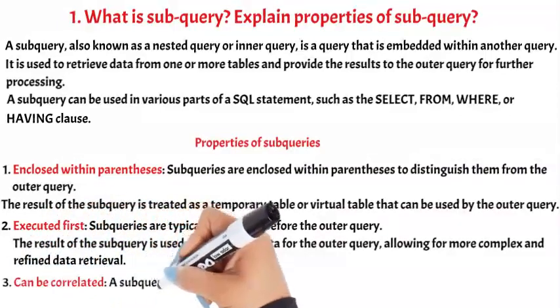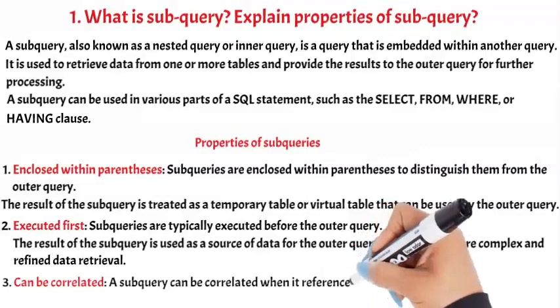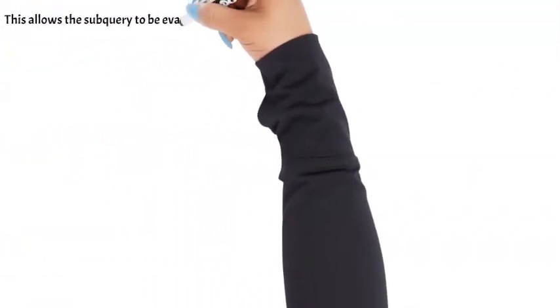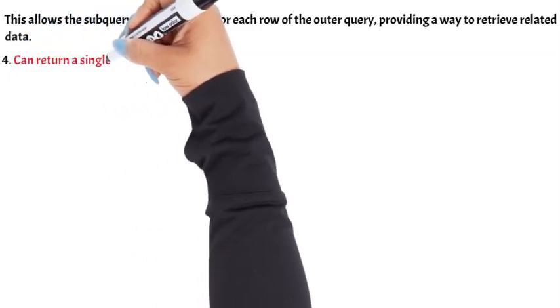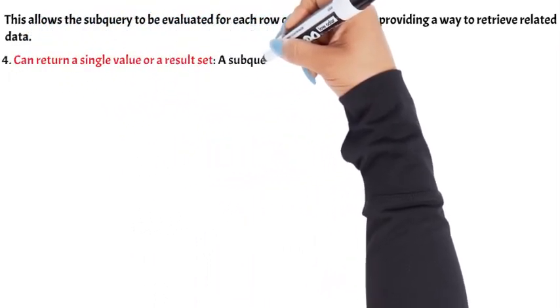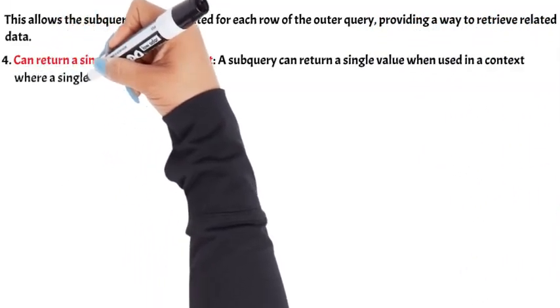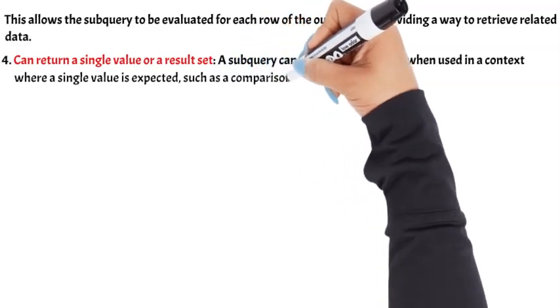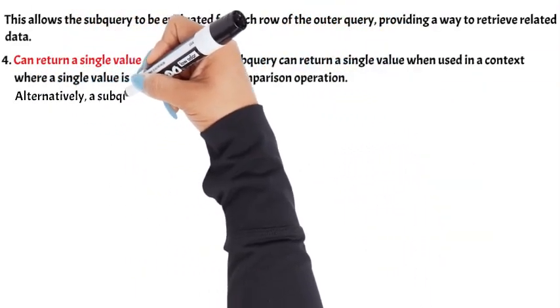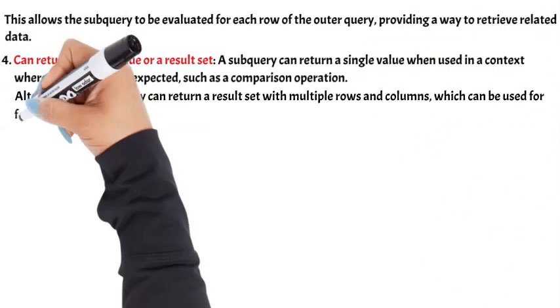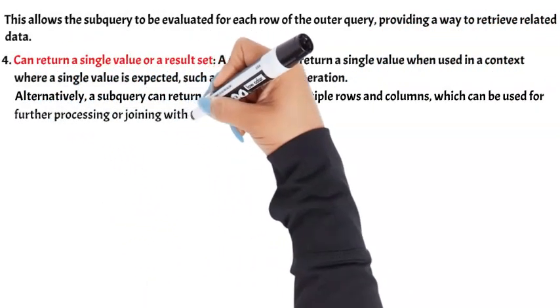3. Can be correlated. A subquery can be correlated when it references columns from the outer query. This allows the subquery to be evaluated for each row of the outer query, providing a way to retrieve related data. 4. Can return a single value or result set. A subquery can return a single value when used in a context where a single value is expected, such as a comparison operation. Alternatively, a subquery can return a result set with multiple rows and columns, which can be used for further processing or joining with the outer query.